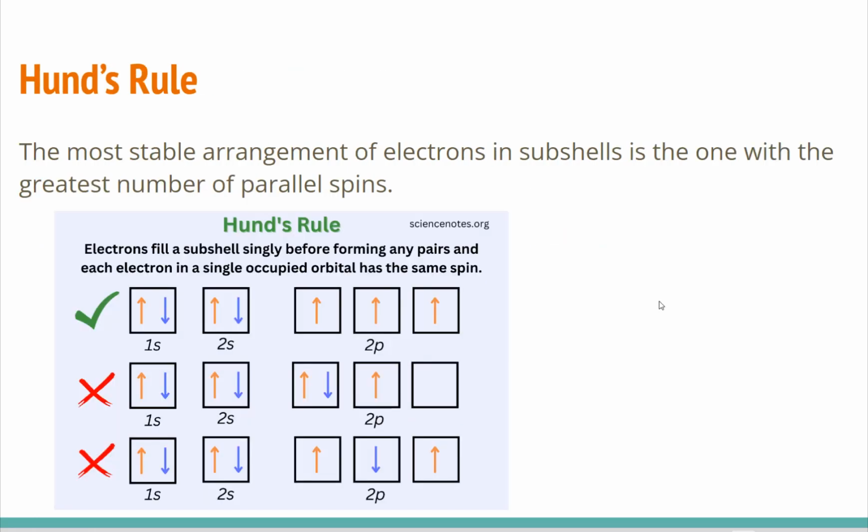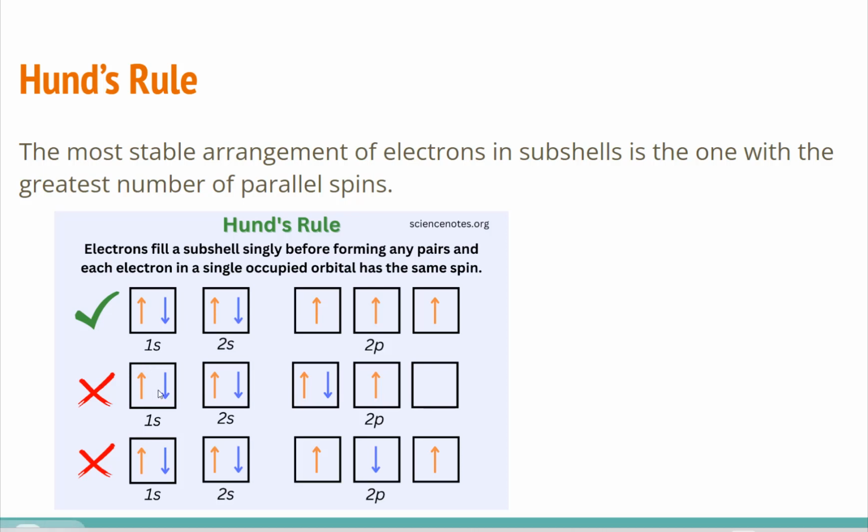Hund's Rule says the most stable arrangement of electrons in subshells is the one with the greatest number of parallel spins. So let's look at this. We have our 1s, we have an up and a down, and that's filled. 2s, up and a down, that's filled. 2p, we only have 3 electrons in the 2p, so each of these suborbitals will have 1 electron with the up spin. Could it be the down spin? Yeah, but you need to be consistent.